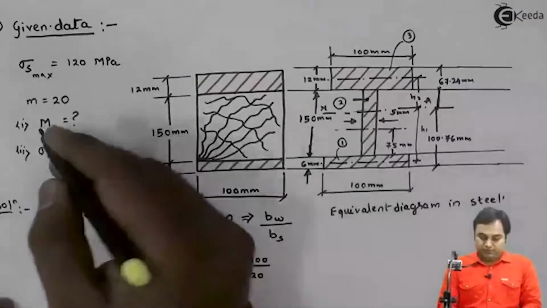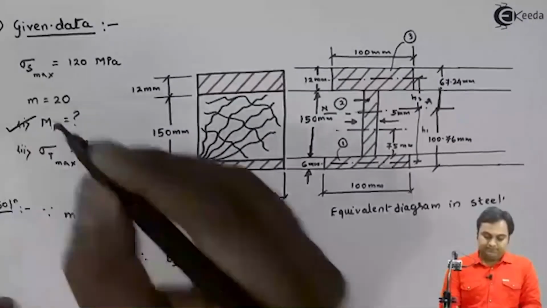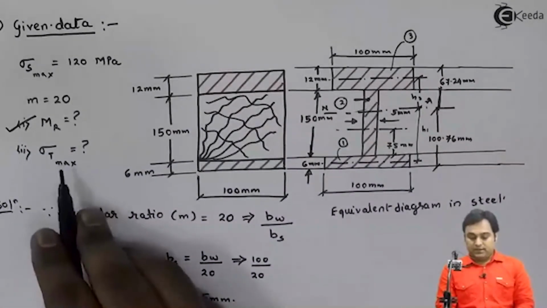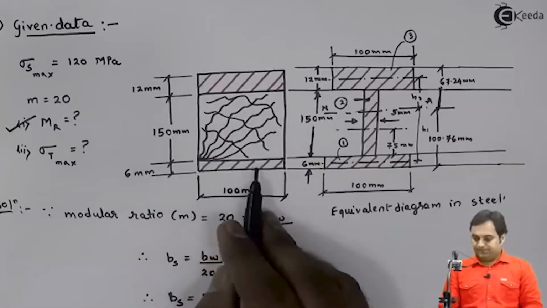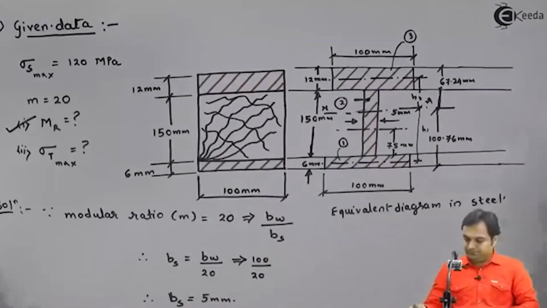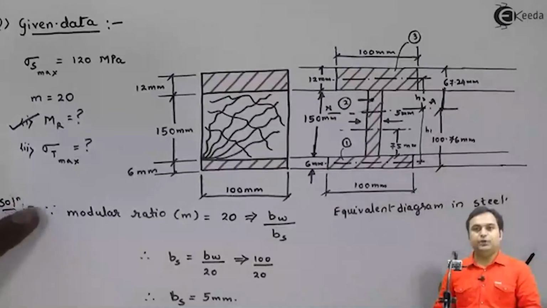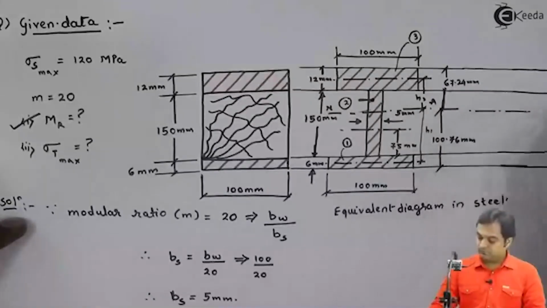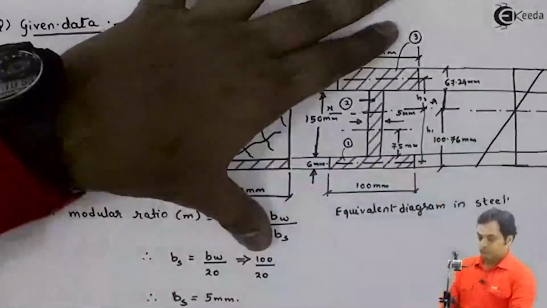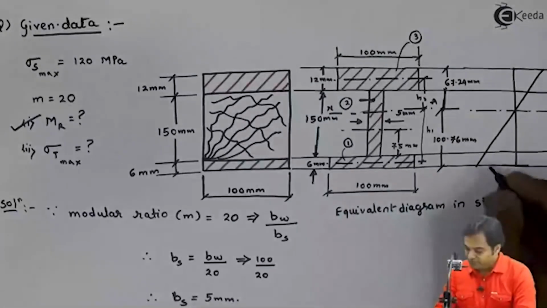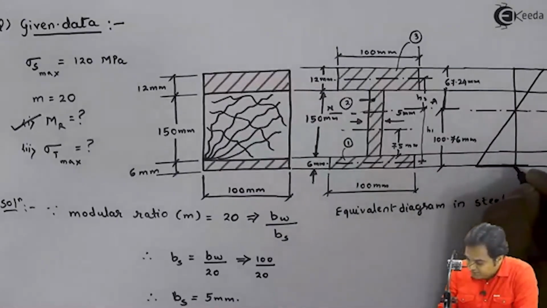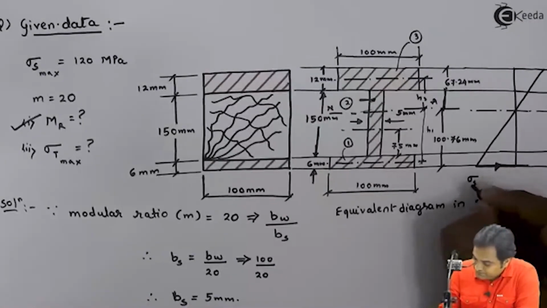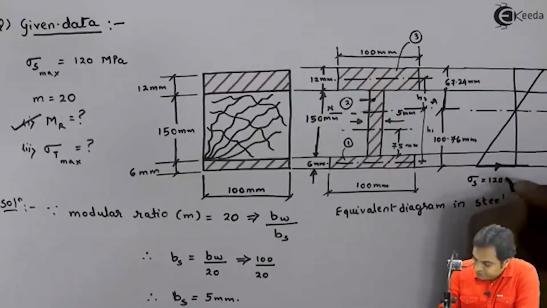The second part is moment of resistance we have already calculated. The second part in this question is maximum stress in timber that we have to calculate. So for that, I would be drawing a stress diagram to explain it to you all how to get maximum stress in timber. This is the stress diagram which we have, in which the maximum stress in steel at the bottom layer that we have calculated, sigma S, is 120 Newton per mm square.